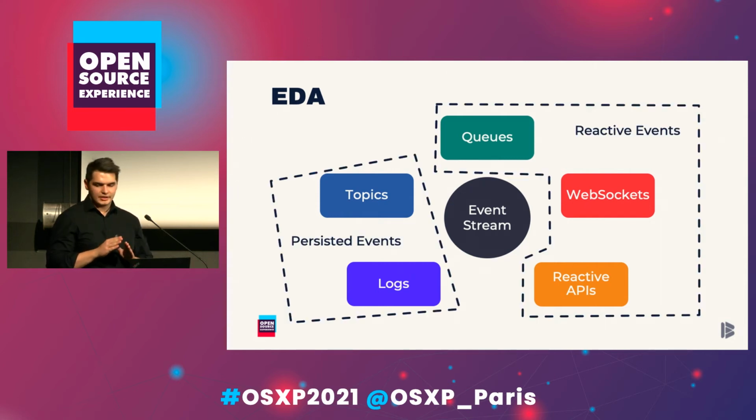However, there is a slight difference between these types of event streams. Queues, WebSockets, and reactive APIs support only reactive events, whereas topics and logs use persistent events. The main difference is that with reactive events, we can only consume the events once, and then they're gone. We cannot get them back. With persistent events, with topics and logs, we can query them back, as long as we want and as many times as we want.